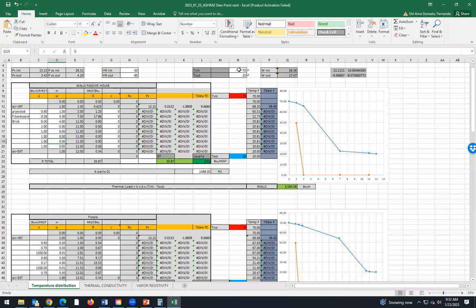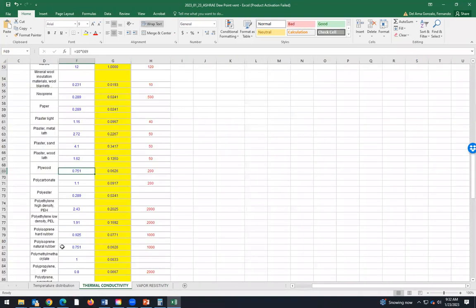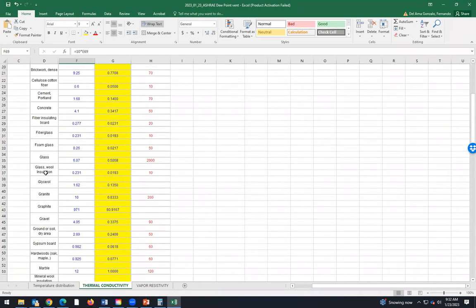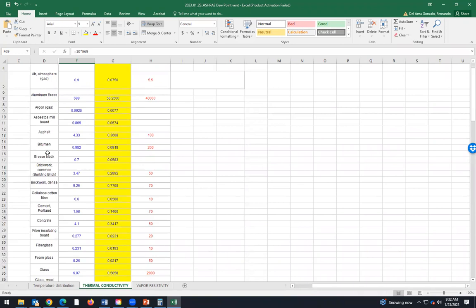Okay, so remember that first you have to fix the indoor and outdoor temperature here. Second, you have to type the materials. Here you type the widths, and here we have the thermal conductivities. If I give you the thermal conductivities, you can type them, or if you don't have them and you want the thermal conductivity of the brick, there would be brick somewhere.